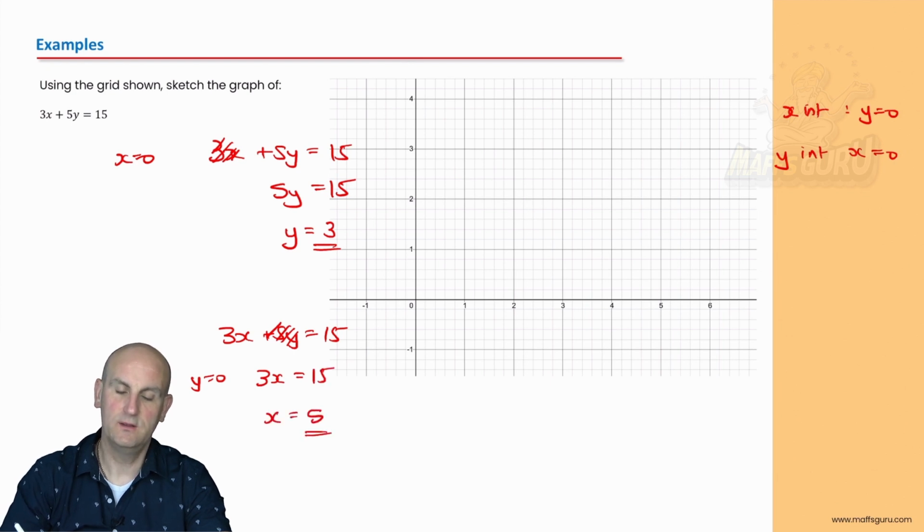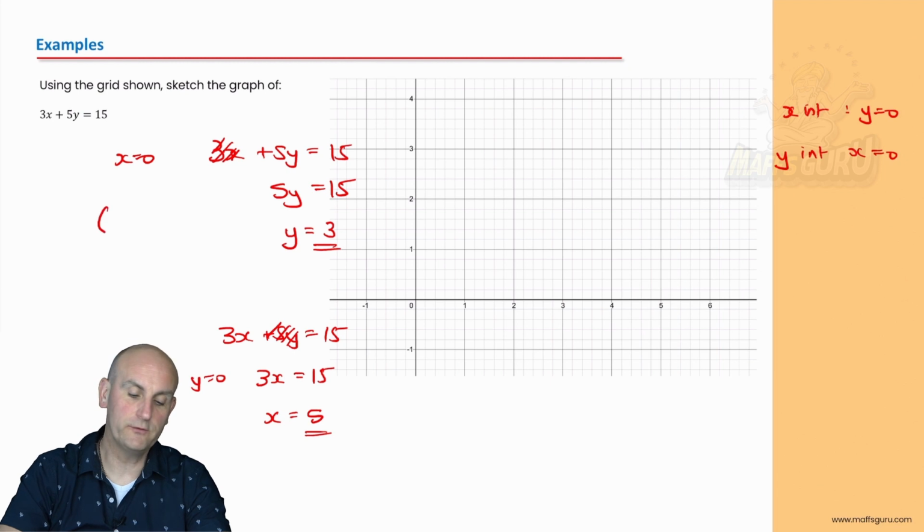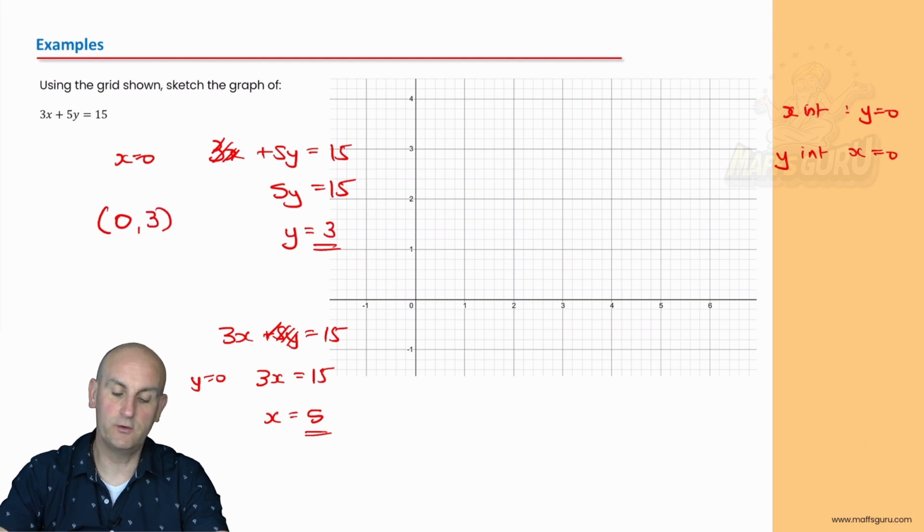Now, why did we do this? Because what we've now done is found two coordinates. Coordinates always have an x value followed by a y value. For this one here, the x value was 0. The y value is 3. So what I'm going to do is plot that. 0, 3. There is my first point. This one here, I have to plot my x value first, which is 5. My y value is 0. So 5, 0 puts me here.